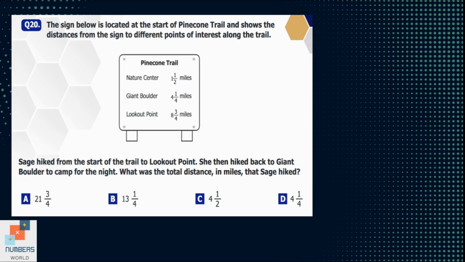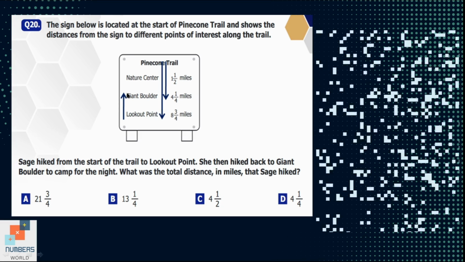Sage hiked from the trail to Lookout Point. The distance which she covered in the start was 8 whole 3 by 4 miles. Then she went back from Lookout Point to Giant Boulder, but we do not know this distance. So how can we calculate that? We will subtract the distance from the trail to Giant Boulder, that is 4 whole 1 by 4 miles, out of the distance from trail to Lookout Point, which is 8 whole 3 by 4. When we subtract these two mixed numbers, we will get the distance between Lookout Point and Giant Boulder. So let's do it.